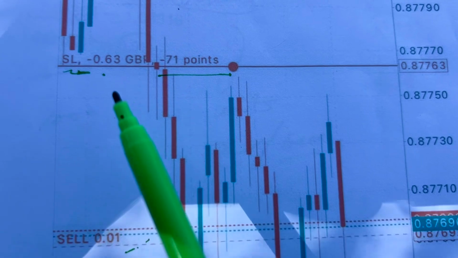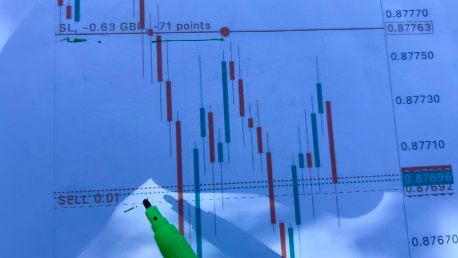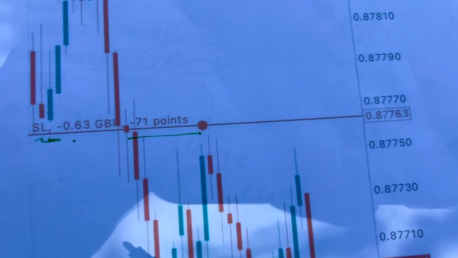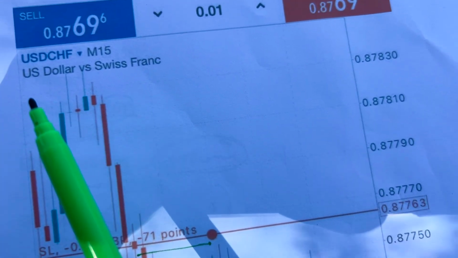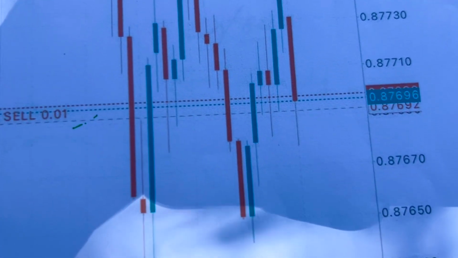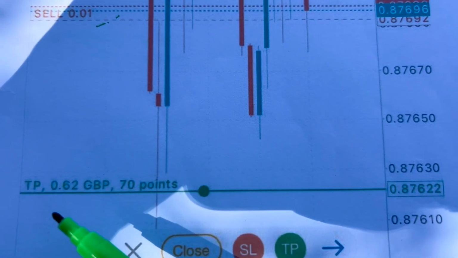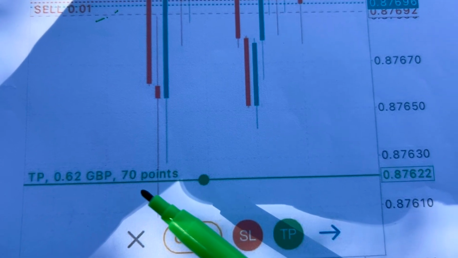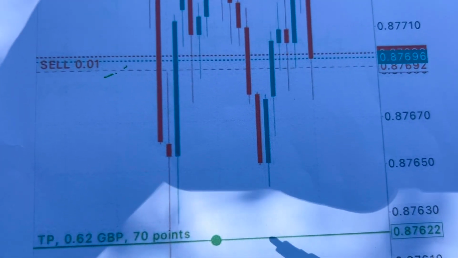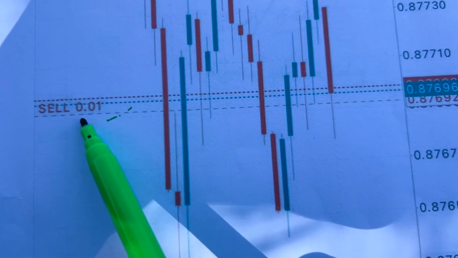So we get what? We get the 0.63, because if you say 0.01 times the points there, we get the money that we are losing or profiting in CHF, and then we need to convert it to GBP. The broker does that automatically. We don't need to do anything like that. As you can see, we have our TP here, which is at 70 points, valued at 0.62 GBP. Now, this is based on what? Based on the lot size.